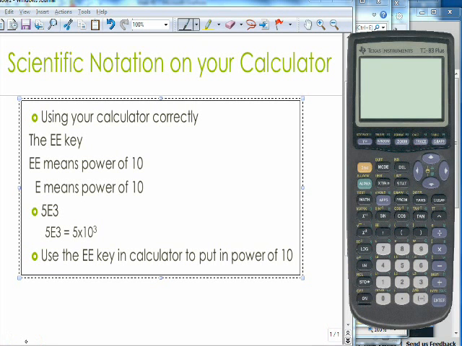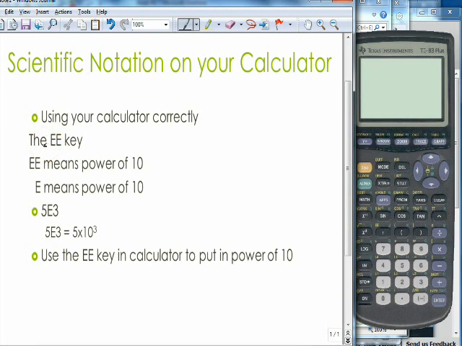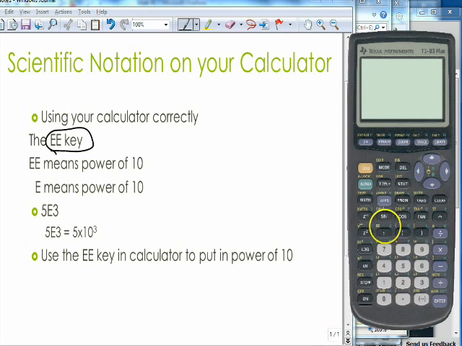Now we're going to look at scientific notation on your calculator. It's extremely important you know how to use scientific notation on your calculator and how to plug things in, because if you don't, they're going to go downhill fast. The key to using scientific notation on your calculator is the EE key, double E. So let's find the E key. Here we have the E key right in this area, right above the 7. It's a second function.